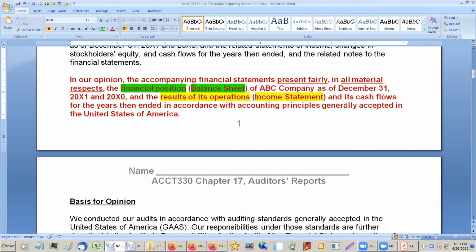In accordance with accounting principles generally accepted in the United States. So this is your GAAP.